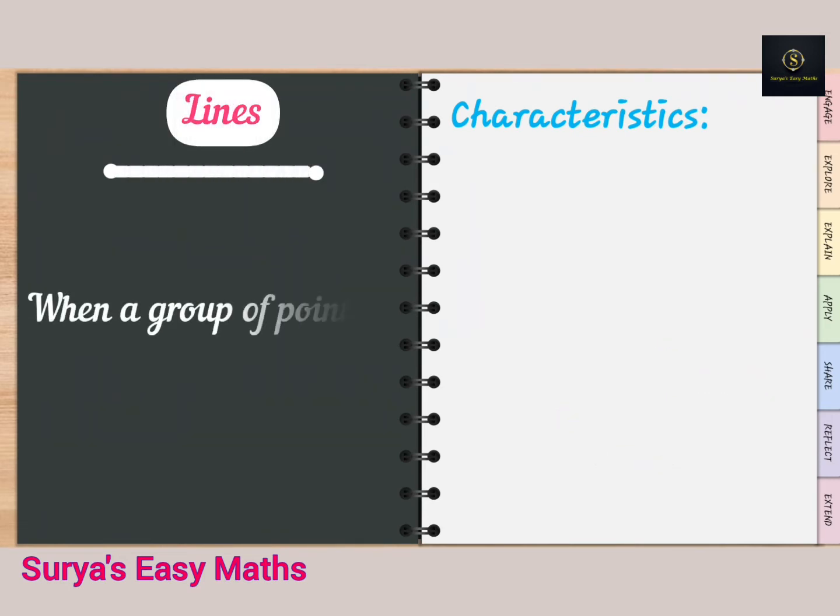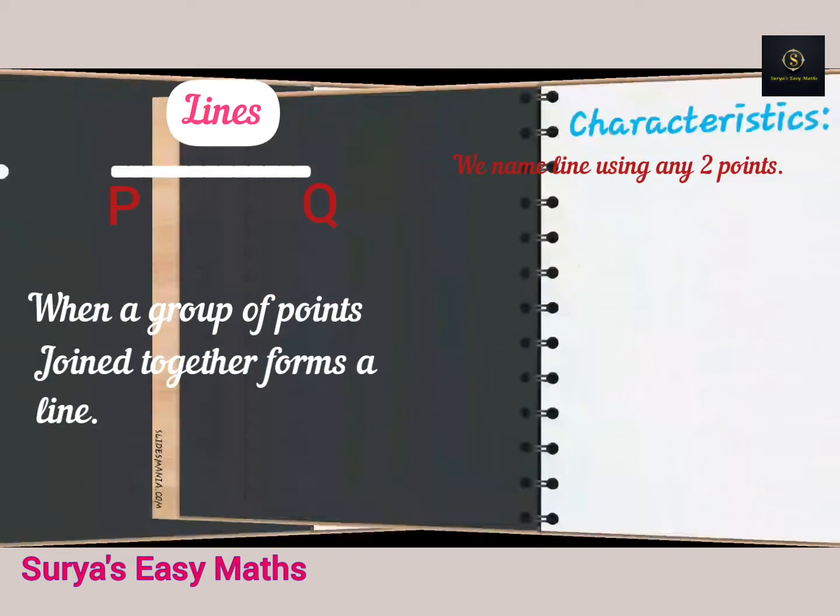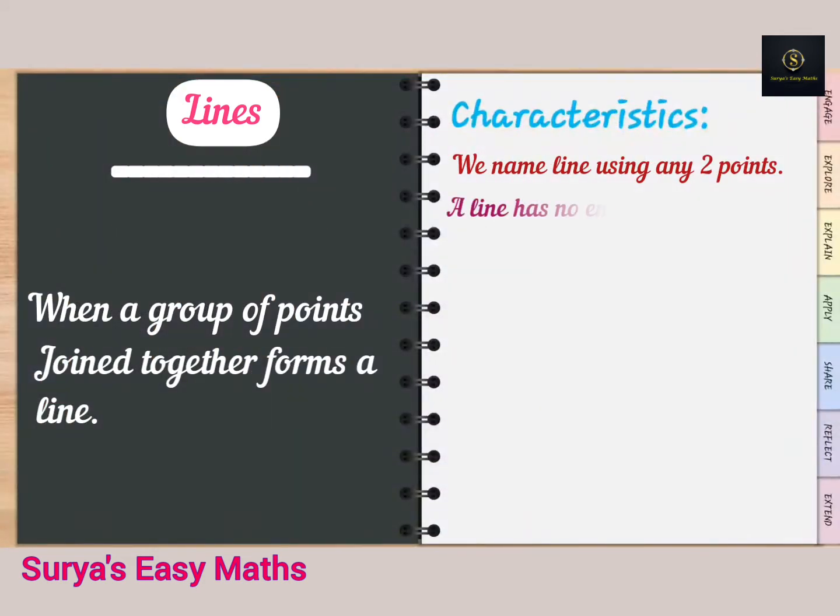Children, when a group of points join together it forms a line. Now let us know more about a line. We name a line using any 2 points. For example, we name this line as PQ or we can also name it as QP. Now next children, a line has no end points because it can be extended. A line can extend up to any length.